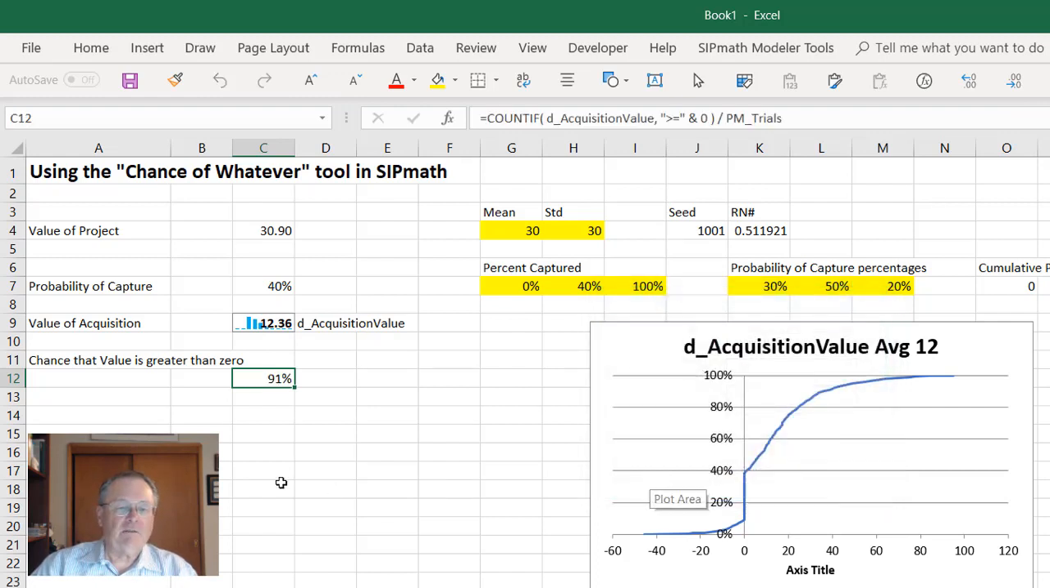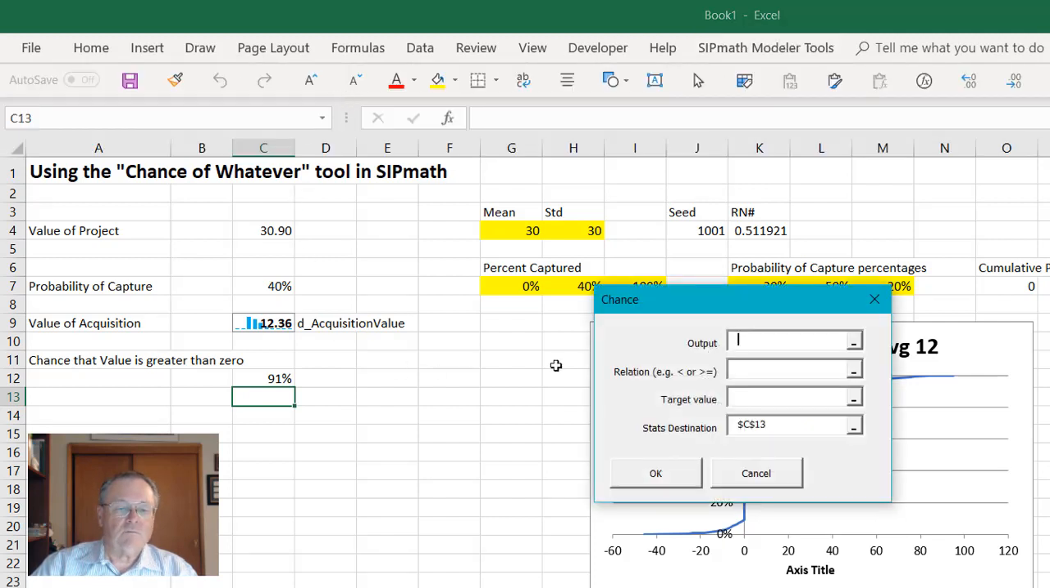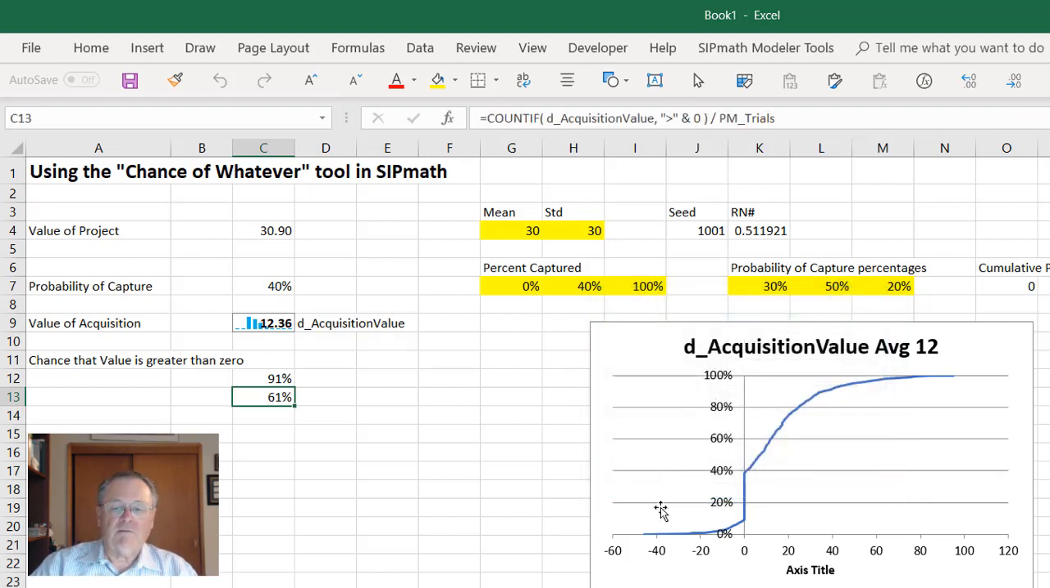Then it comes back and gives me an answer of 91. Why is it 91? That's because it went down here and picked up from this point forward. So what my management really wanted was strictly positive. Okay? So the proper answer is to go to SIPmath, Chance of Whatever, output variables here. The relationship is strictly greater than. The target value is zero, and I get an answer of 61%.